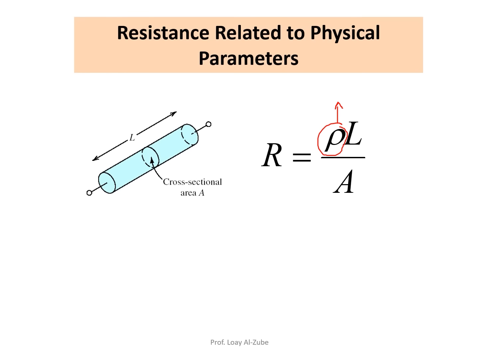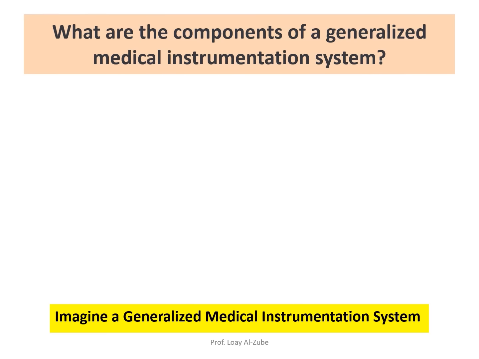Okay, so the cross-sectional area is A. So rho multiplied by the length divided by A is actually your resistance. That's how you calculate the resistance if you have a wire with a length and you want to find that. We good? Alrighty. Now we would like to start with medical instrumentation.